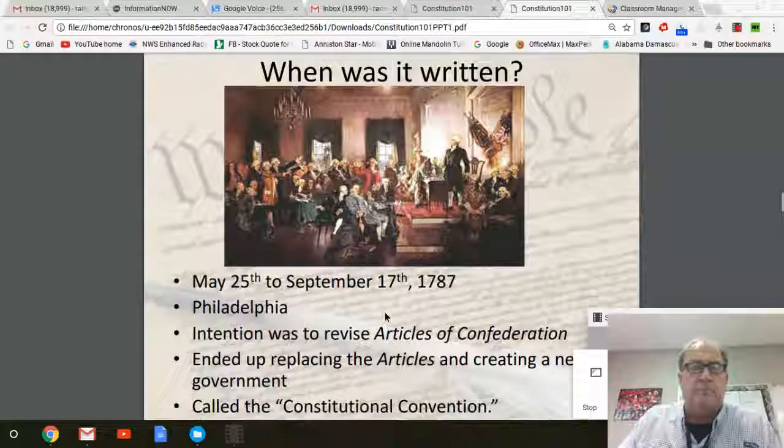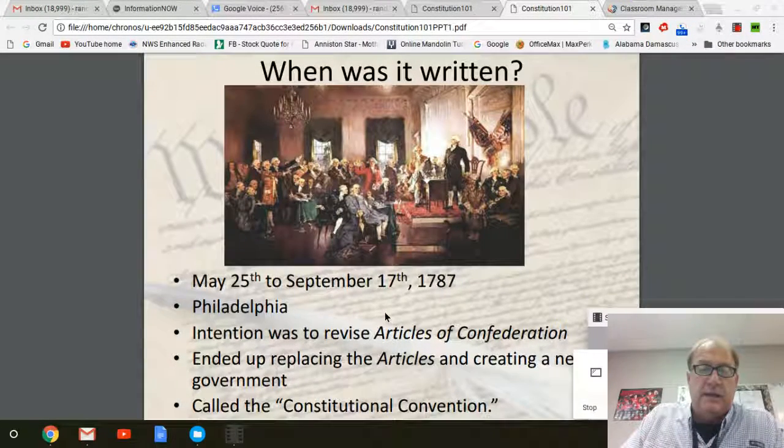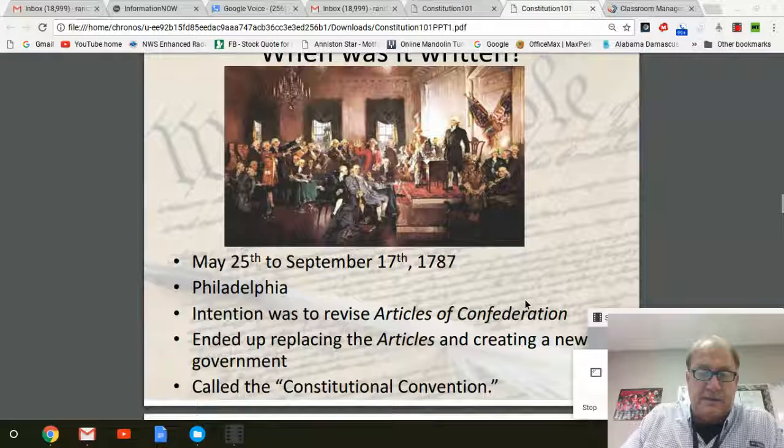And last but not least, this section of the discussion, when was it written? It was written from May 25th to September 25th, 1787 in Philadelphia, Pennsylvania. The intention was to revise the Articles of Confederation, and it ended up replacing the Articles and creating a new government, called the Constitutional Convention.